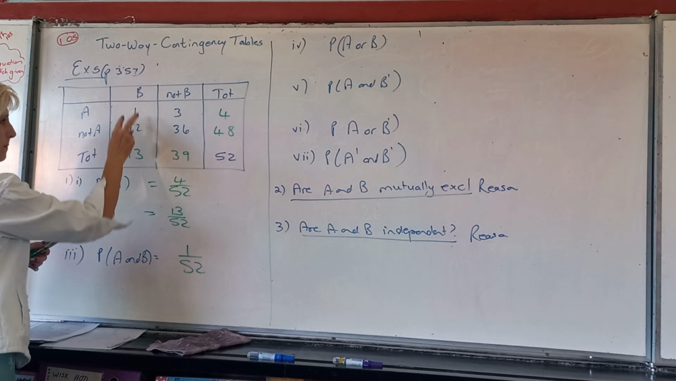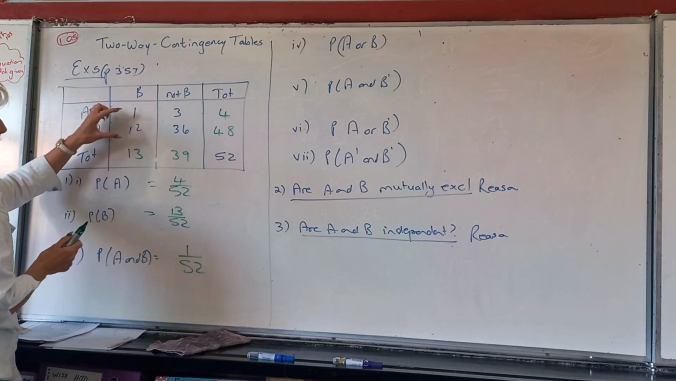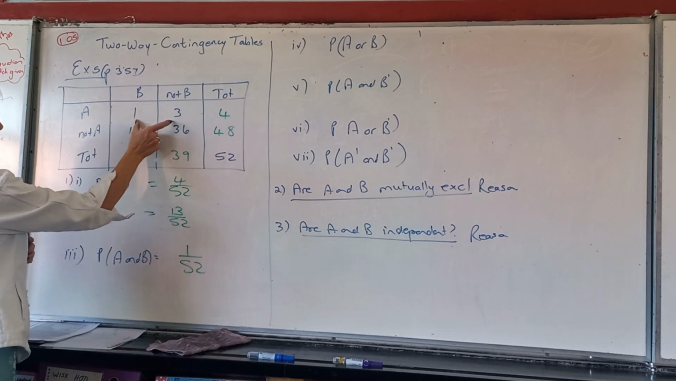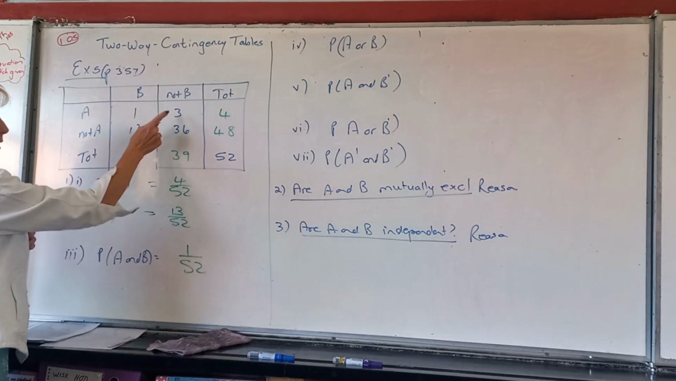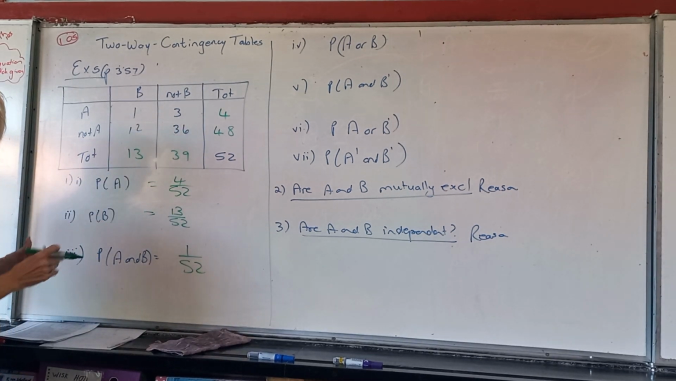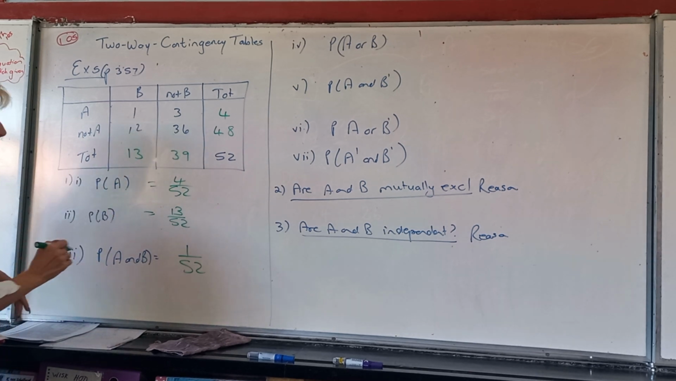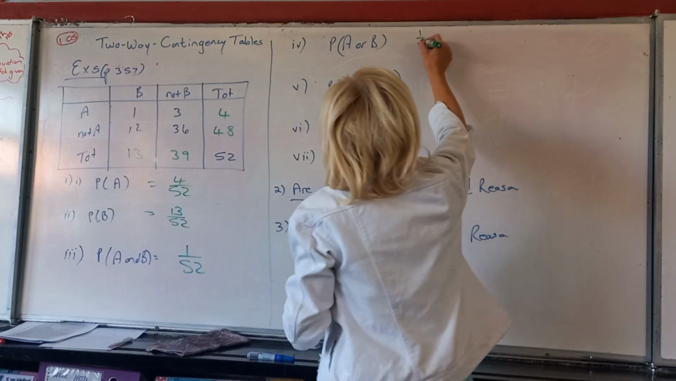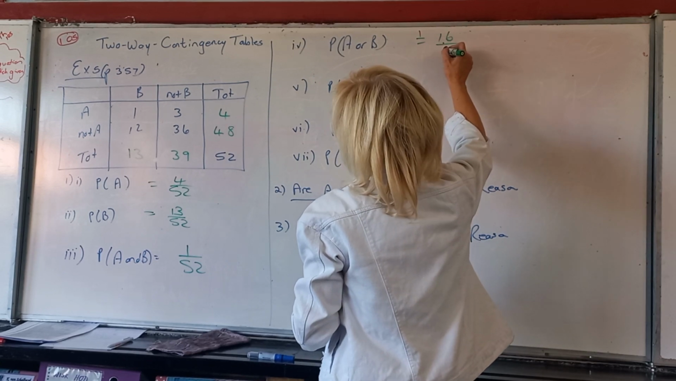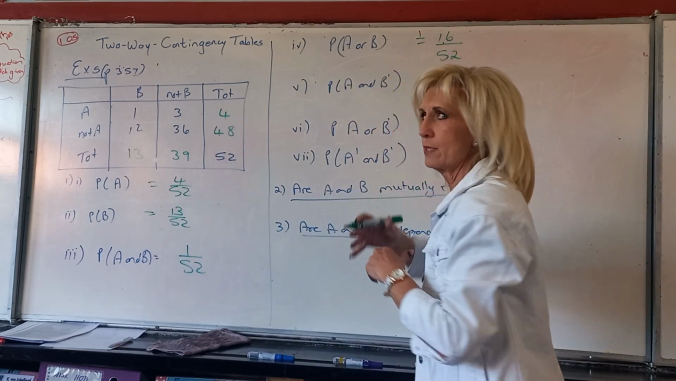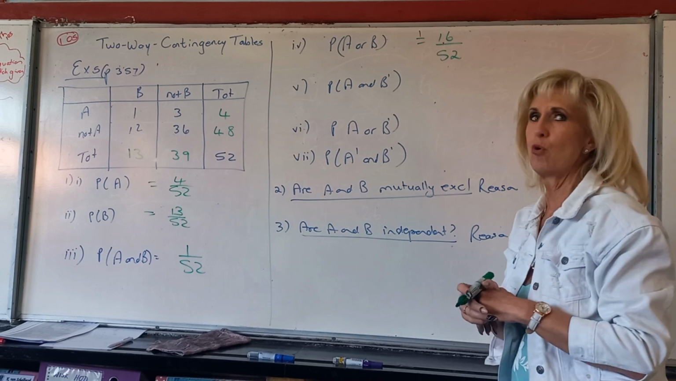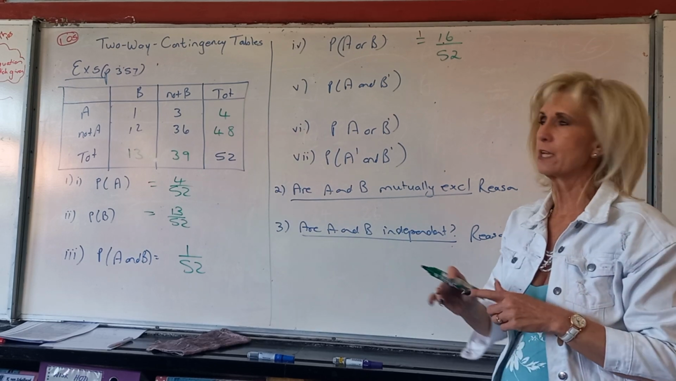There's the B. Don't look at the totals for now. There's the B. There's the A. So or add them all together. Are you reading this? So it'll be 1 plus 3 plus 12 giving me out of 52, which you then can go and simplify. A or B. Right, now we're getting technical.